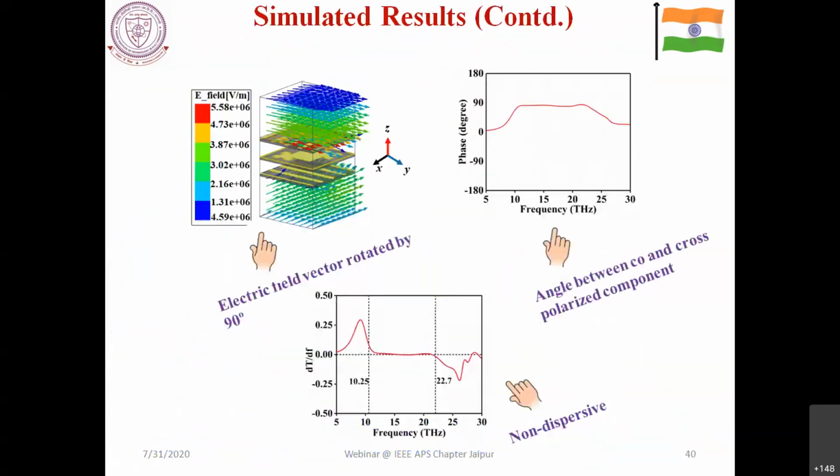Here, as I was saying just now, you can see this is the direction of the electric field initially, and once it passes through, the orientation of the electric field is rotated by 90 degrees. The angle between the co and cross polarized components becomes stable at 90 degrees over a band. And if you measure the derivative, dTdf, the change of the transmission coefficient with respect to frequency, that also becomes constant near this particular bandwidth. So you can also say the structure is basically non-dispersive in nature.